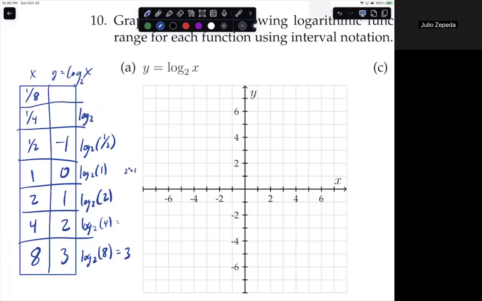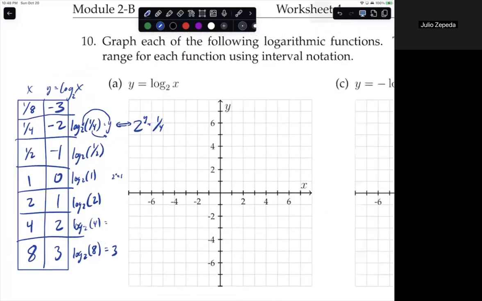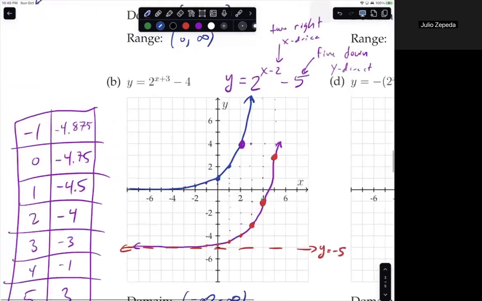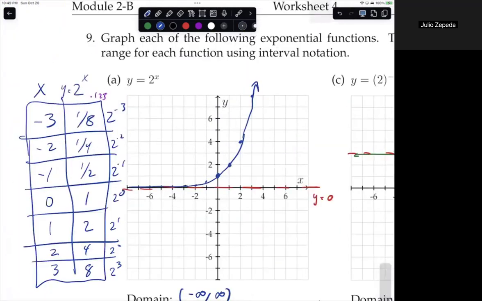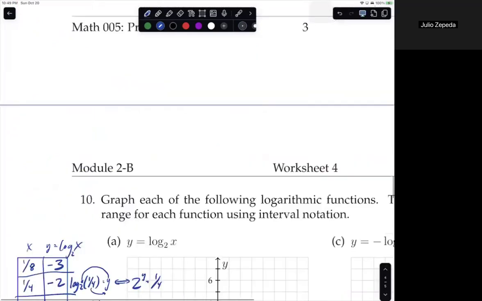And if you ever forget how to do these, remember that you can just say, well, this is equal to y, and we can use the equivalence to write this as 2 to the y equals 1/4. And so again, we're asking the question, what exponent do we put on 2 to get 1/4? And hopefully you remember that that's negative 2, and the last one is negative 3. So if you take a close look at that table, that's just this table with the columns switched. X and Y are switched.